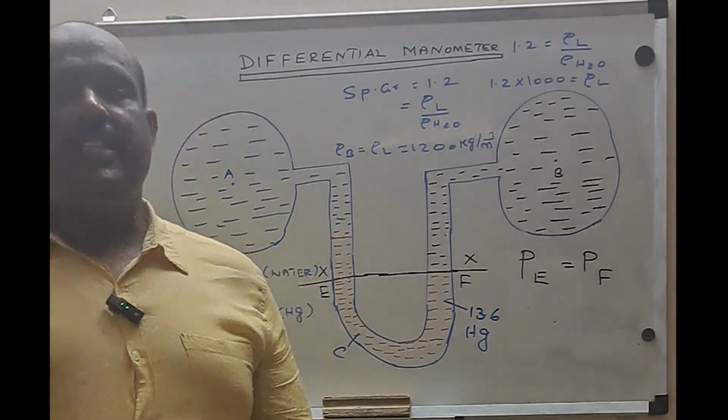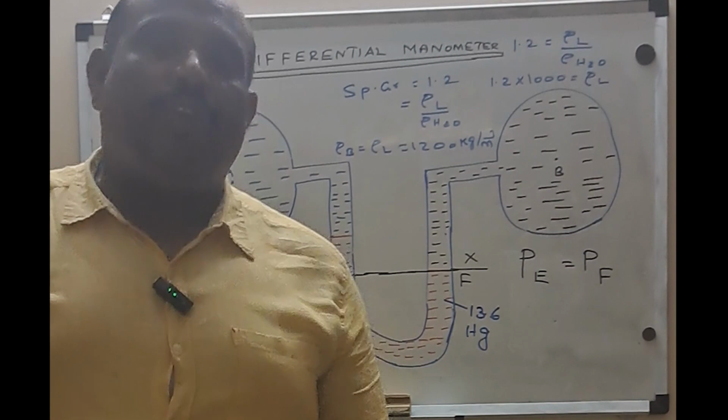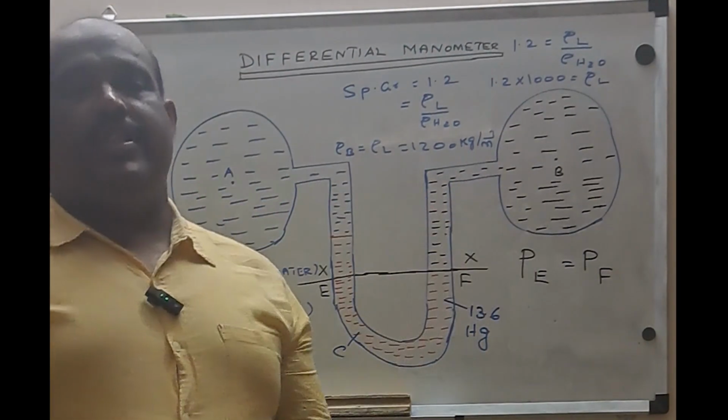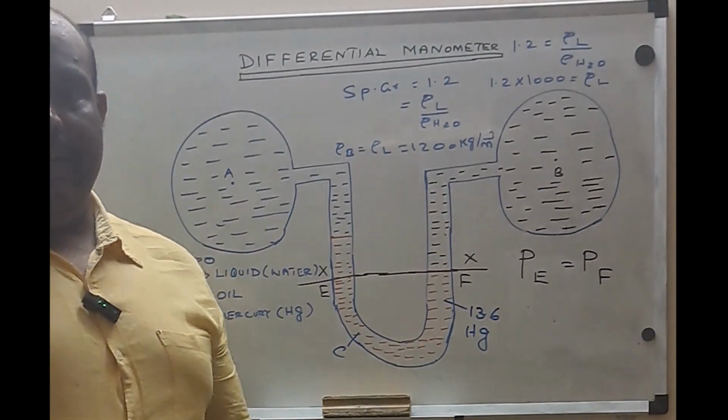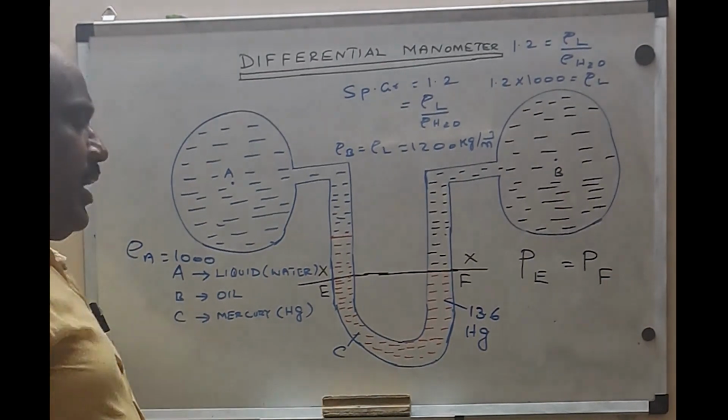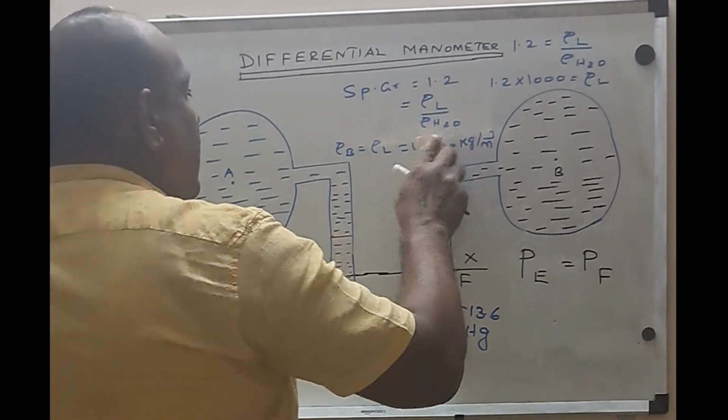This is the principle we are going to use to find the difference of pressure between these two liquids, namely A and B. We'll proceed further. It will not take another 2 to 3 minutes. We'll complete it.